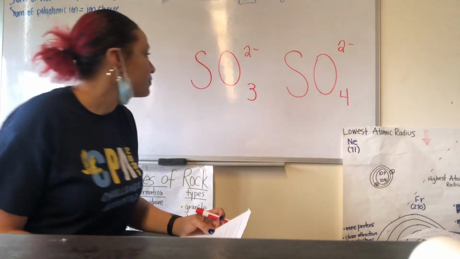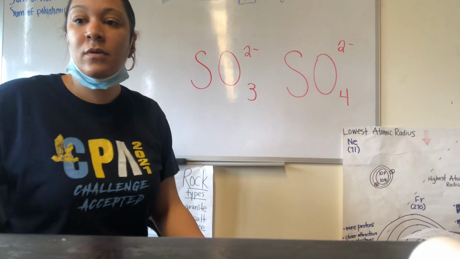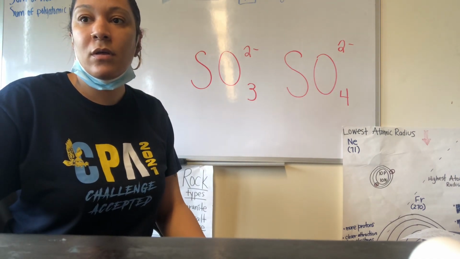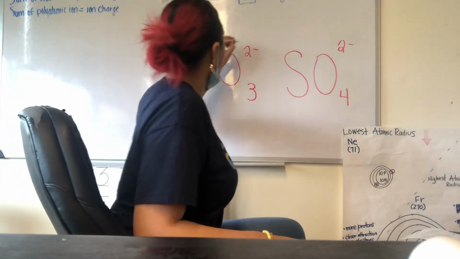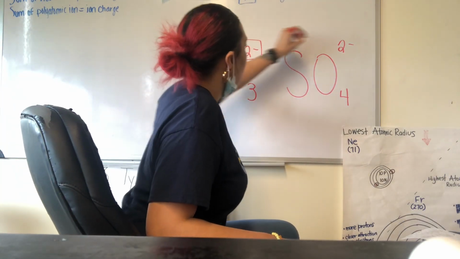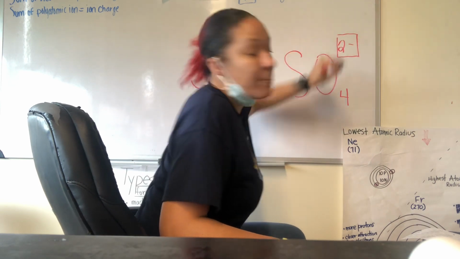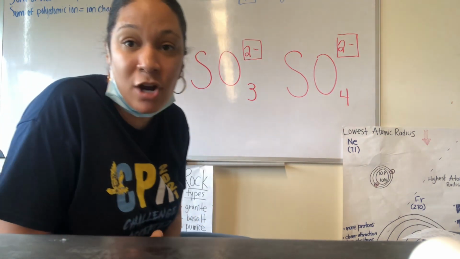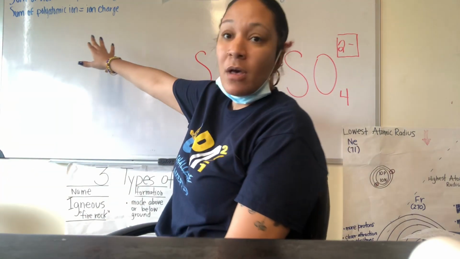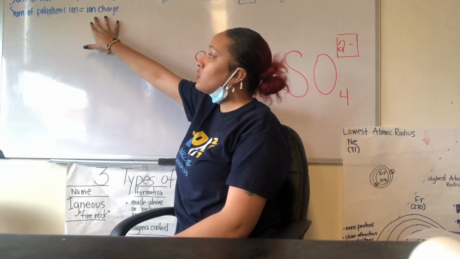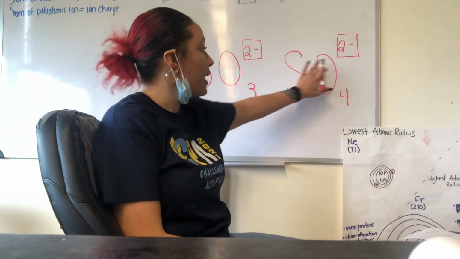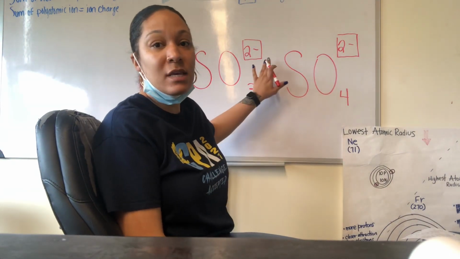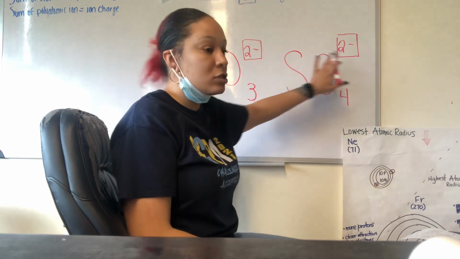Here we are. Now, these are called polyatomic ion charges. These charges must sum up to the ion charge. This is the ion charge. So it must equal to that.